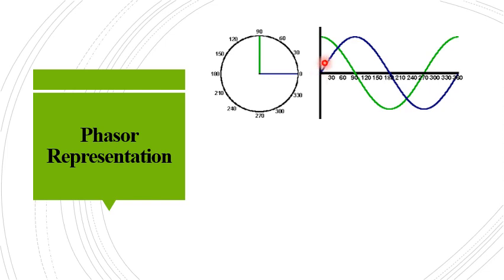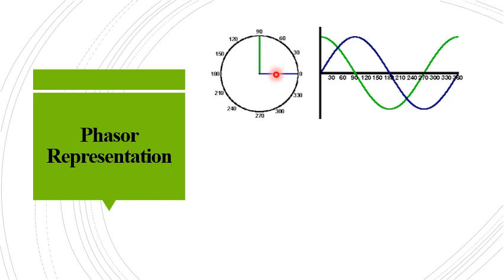Then at that time the green wave has already covered 90 degrees. So the green wave is rotated through 90 degrees. And the projection of the green wave on the y-axis, that is this height, that is the length of your phasor. So this will be the phasor representing the green wave.